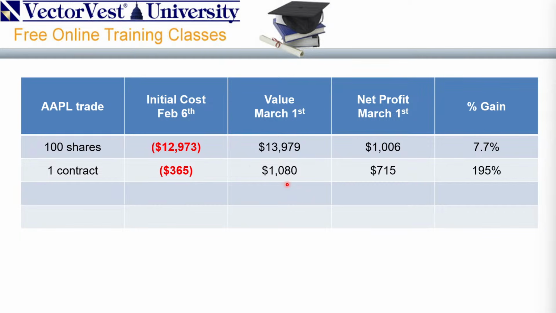A month later, the option was actually worth $1,080. So you could have taken that option and just sold it to somebody else. Somebody else might have wanted it. So you just sell it to them. They pay you $1,080, and you net the difference, $715. That's a 195% gain on your investment. This is one of the reasons people love options. They get really interested. They're like, man, instead of 7%, I can make 195%.